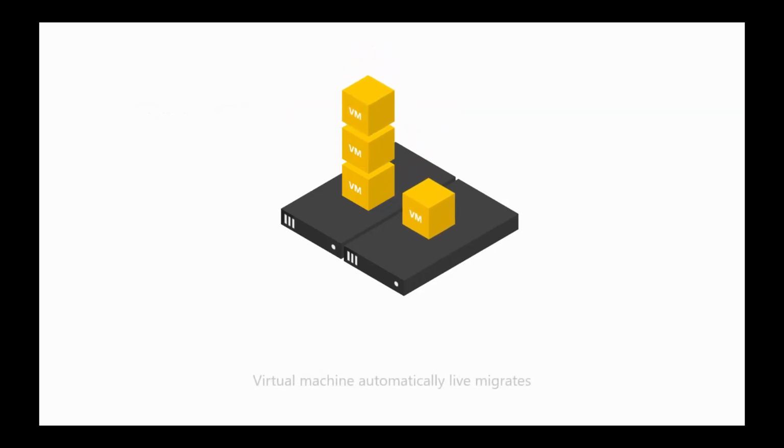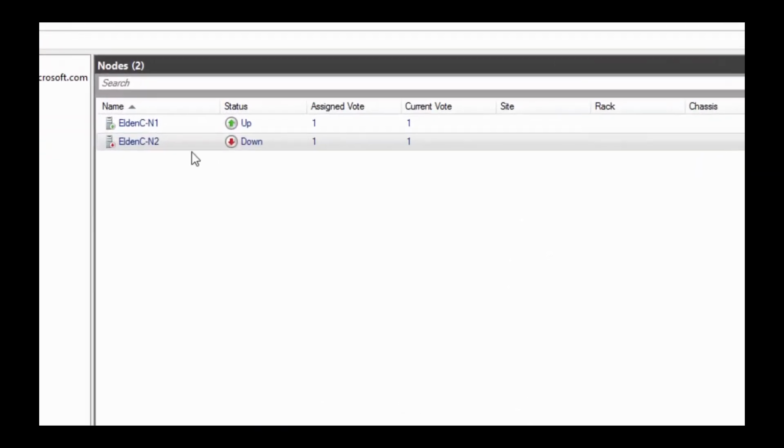So what we'll do then is do a live migration to automatically move, with no downtime, a VM from host 1 to host 2 to help balance out the cluster. So let's see this in action.